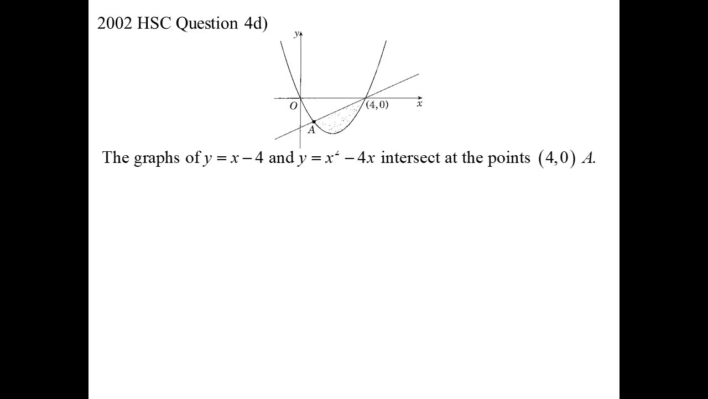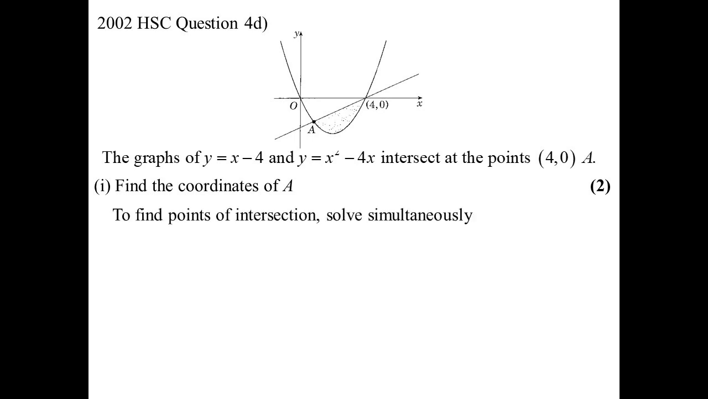So that brings me to this HSC question. It was a 2-unit question, so they kind of explain everything for us. The graphs y equals x minus 4 is drawn, but so is y equals x squared minus 4x, and they've told us it intersects at the point (4, 0) and the point A. First part of the question was, what's A? 2 marks. Ooh, generous.